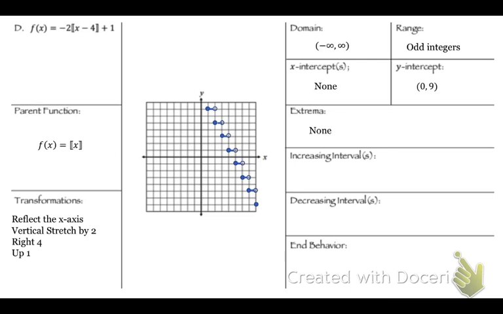Okay, the extrema, there's none. No increasing, no decreasing. Then as x goes to negative infinity, f of x goes to infinity. And as x goes to infinity, f of x goes to negative infinity.